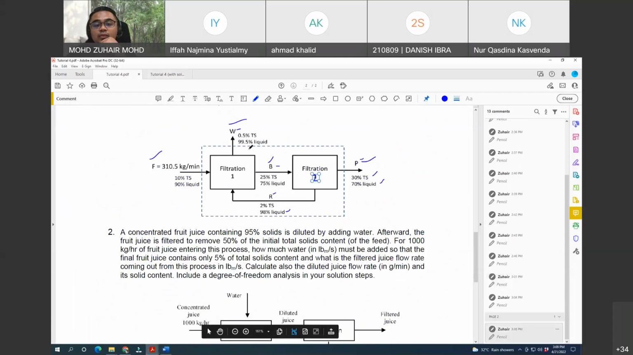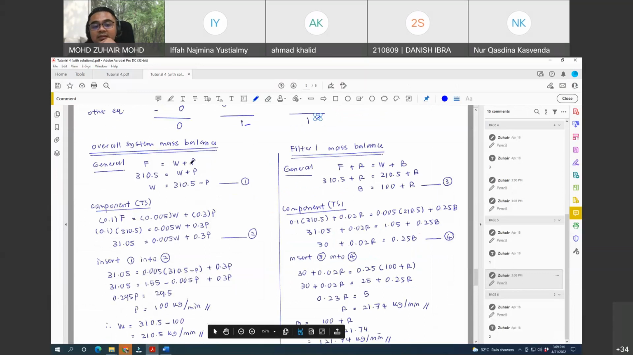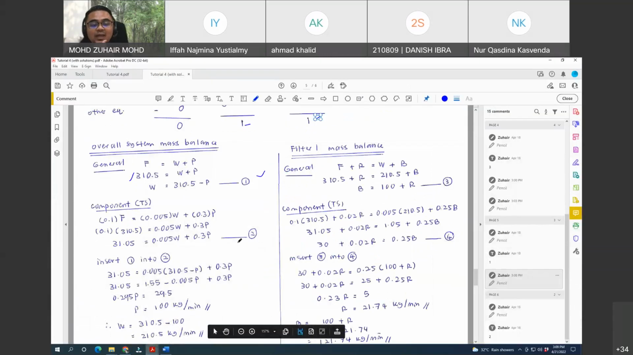F is equal to W plus P. Only these three, yeah? R is not related because it is not going out of or into the system. So the solution is like this: F is equal to W plus P, and we just input the values that we have. So we have W equals 310.5 minus P. This is equation 1, okay?